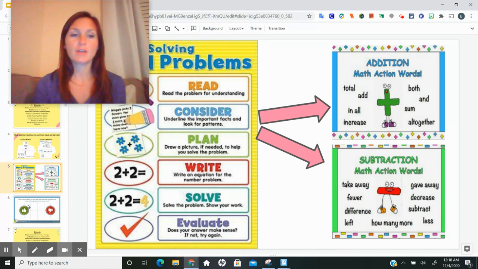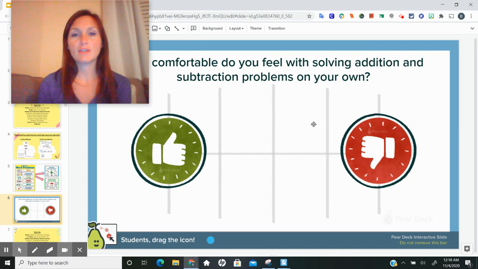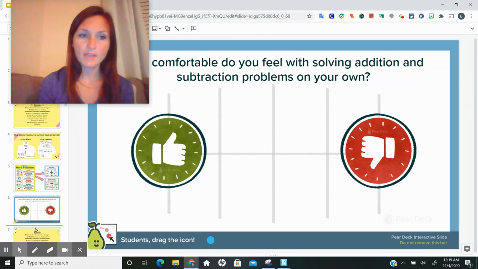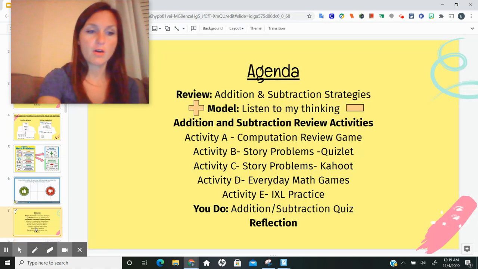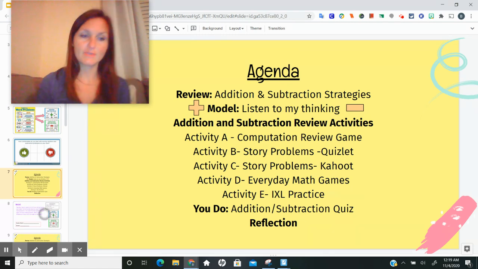So I want you to kind of show me, how are you feeling right now? How comfortable do you feel with solving addition and subtraction problems on your own? Right? Yesterday we practiced them, so hopefully you feel a little bit better today. But how are you feeling right now? We'll come back to this question at the end of the lesson. So I'm going to go ahead and model for you. And then I'm going to go ahead and pause before I show you the next part of the activity.